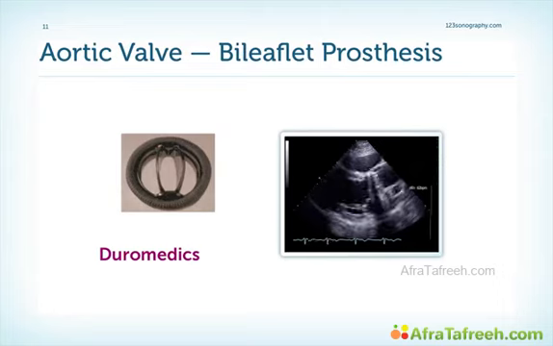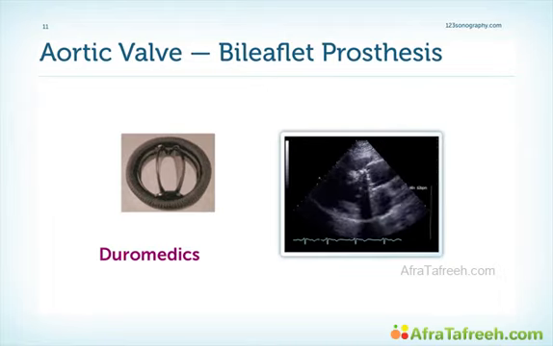left atrium. Now let's turn to prosthetic valves in the aortic position. In general, it's quite easy to differentiate between biological and mechanical valves. But it's very difficult to say which mechanical valve we actually have.